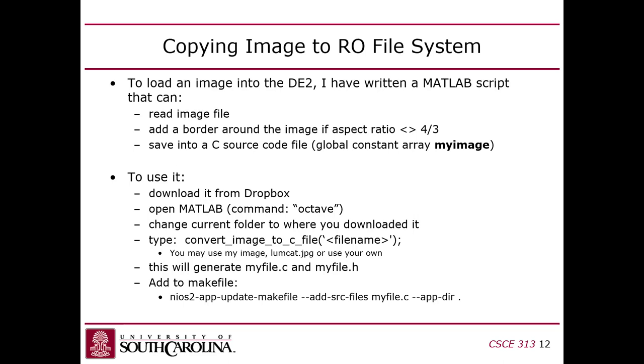We're going to warp it. Well, we're going to rotate it. We're going to write code that rotates an image, that takes an existing image. But we have to get an existing image in the FPGA. That's the challenge. How do we do that?